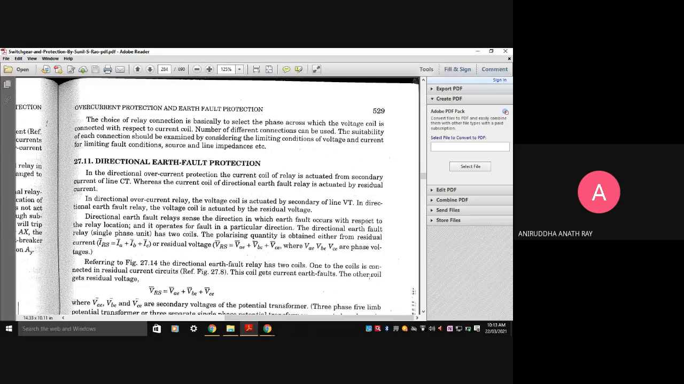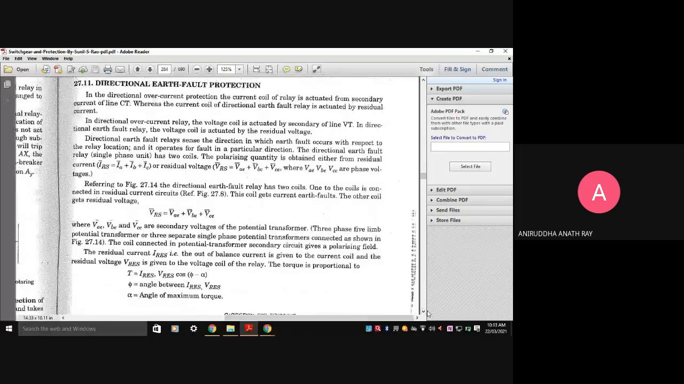Now, in the directional overcurrent relay, the voltage coil is actuated by the secondary of the line VT. I repeat, in directional overcurrent, the voltage coil is actuated by the secondary of the line VT. In the directional earth fault relay, the voltage coil is actuated by the residual voltage.